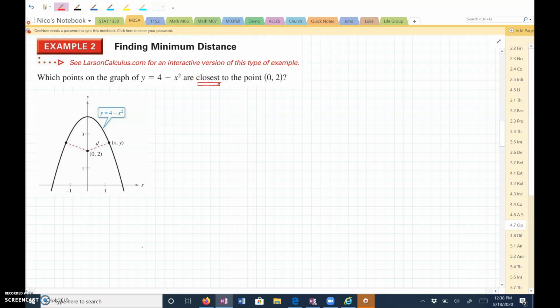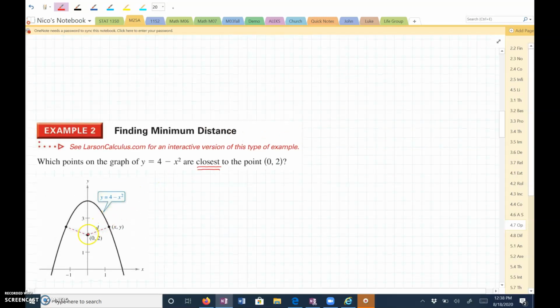Okay, so here is the graph, which is a parabola. We want to figure out which point on this parabola is closest to (0, 2). So to figure out which one is closest, we need the distance formula. Right? We want the distance here.